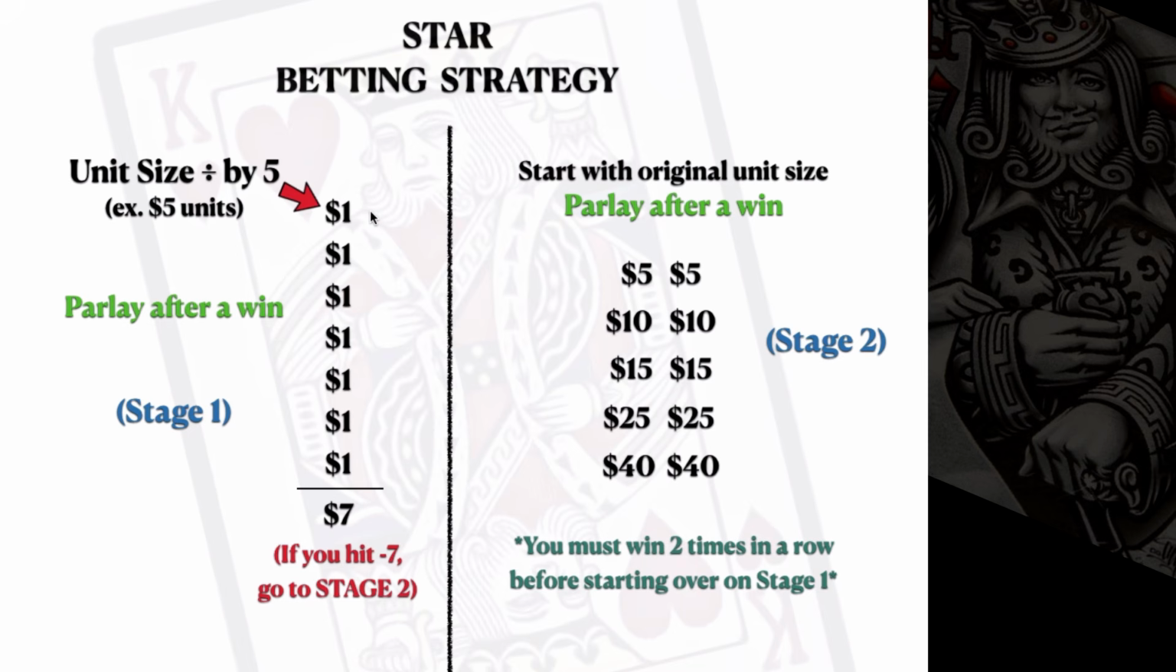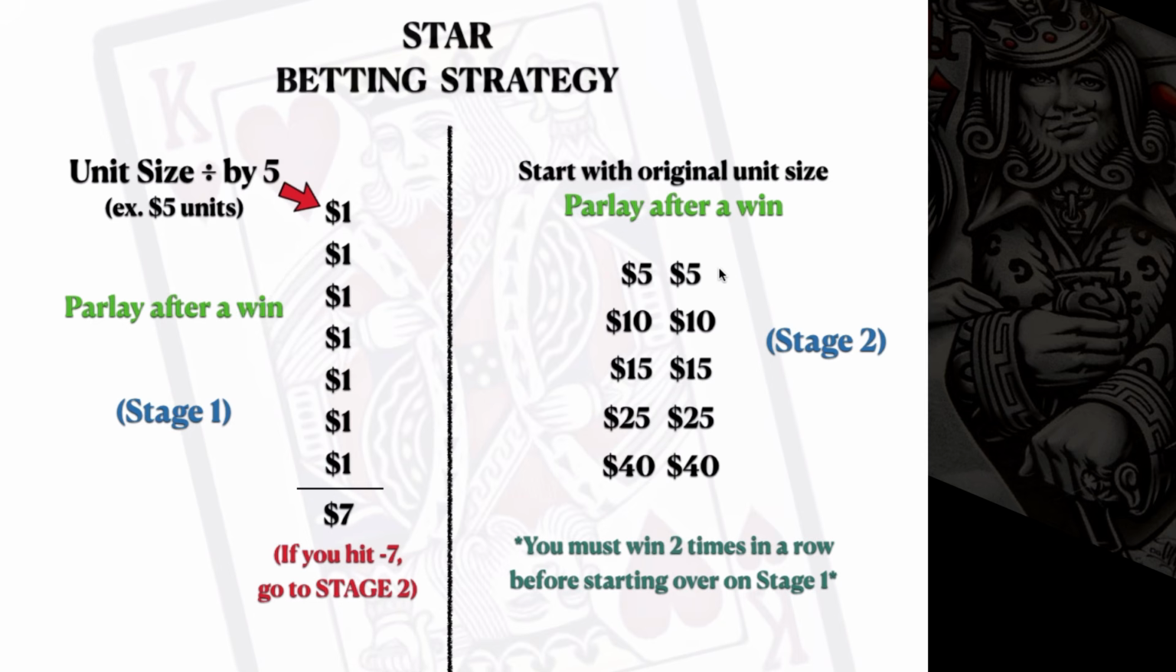After a win, you will parlay your bet. So say, for example, I place a $1 bet, I win. My next bet will be a $2 bet because we are letting our winnings ride. Now, whether you win or lose your parlayed bet, you will go back to the same amount of your stage 1 bet. But what happens when you lose? You are gonna stay on stage 1 until you hit a -7. Once you have hit a -7, you will then go to stage 2.